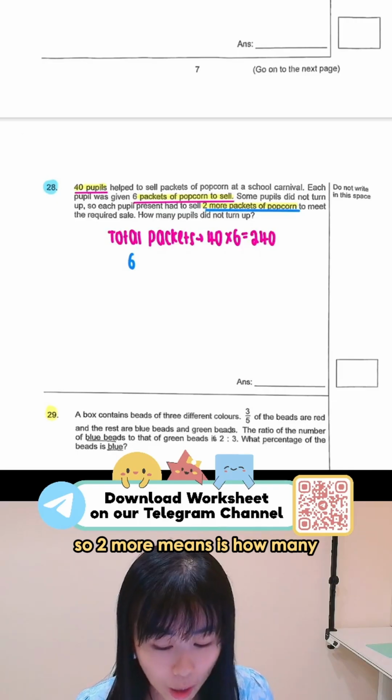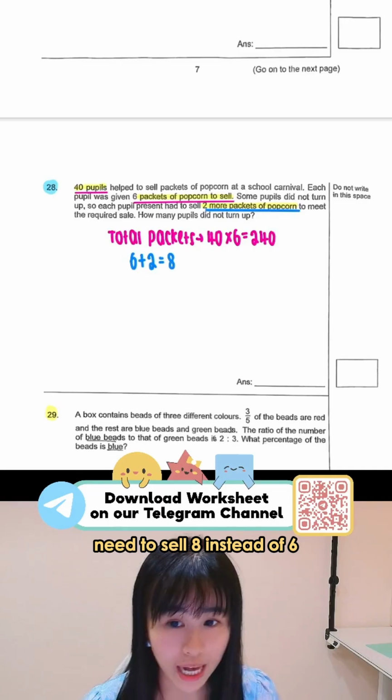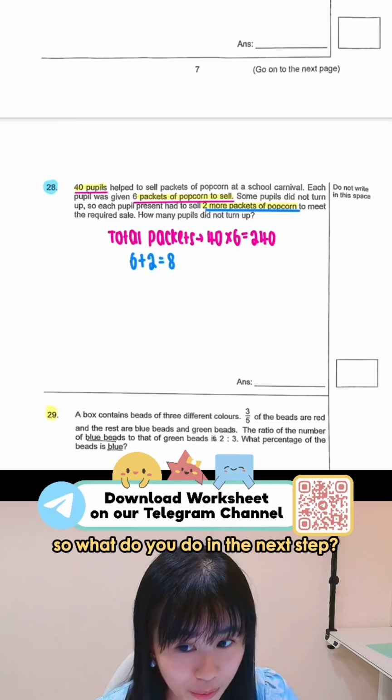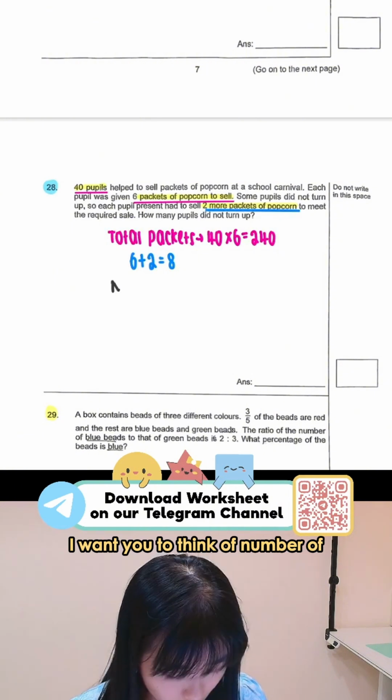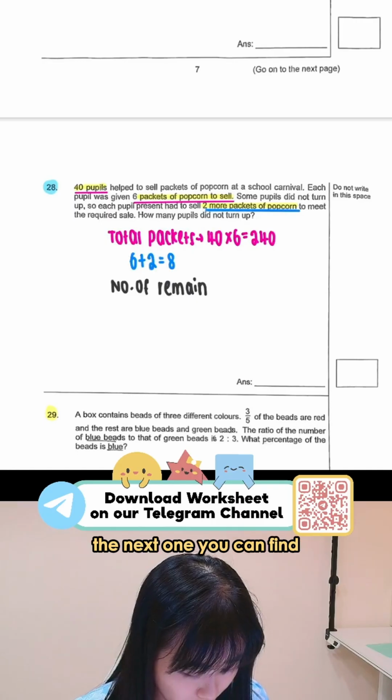So 2 more means how many? It's 6 plus 2. Everybody now needs to sell 8 instead of 6. So what do you do in the next step? I want you to think of the number of remaining students. This is actually the next one you can find.